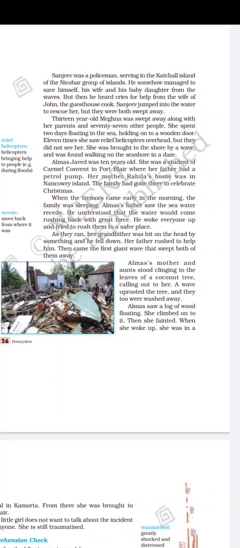Sanjeev was a policeman serving in Kachal Island of the Nicobar group of islands. He somehow managed to save himself, his wife, and his baby daughter from the waves. But then he heard cries for help from the wife of John, the guest house cook. Sanjeev jumped into the water to rescue her, but they were both swept away by the water.